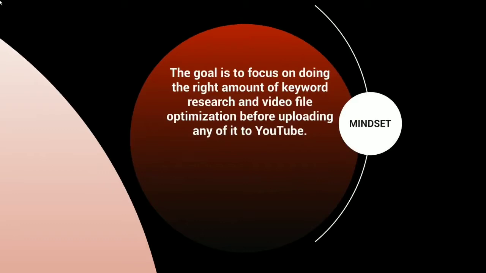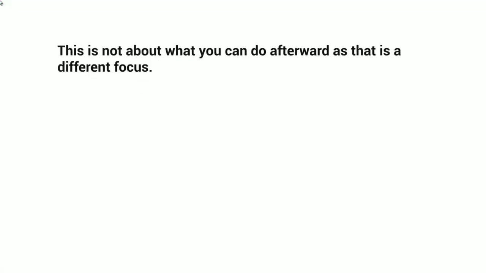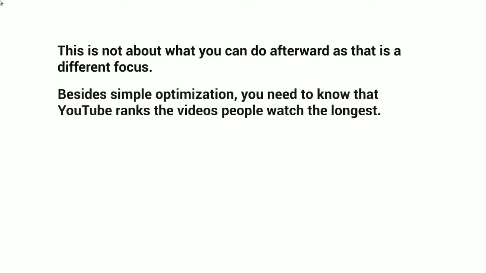So I want to first start out by saying the goal is to focus on doing the right amount of keyword research and video file automation before actually uploading any of it to YouTube. Essentially, this is all about what most people forget to do before making their YouTube video live. Most people think about what to do after they upload the video. They don't think about what they have to do before making it live. So this is not about what you can do afterwards, as that is a totally different focus, but rather before.